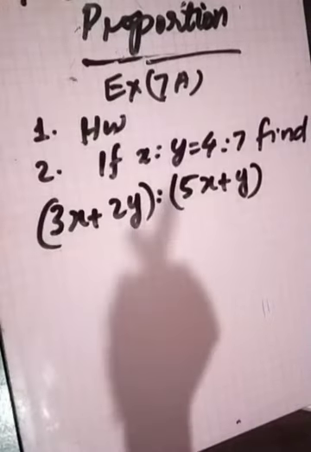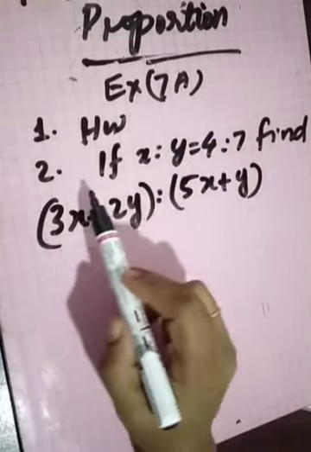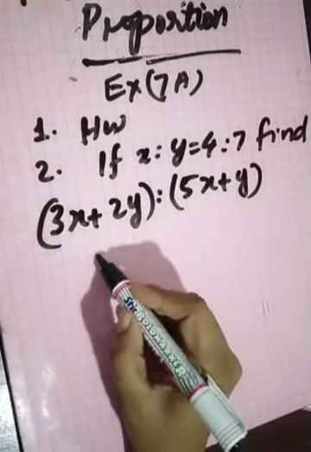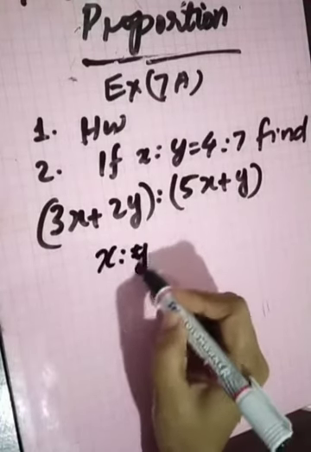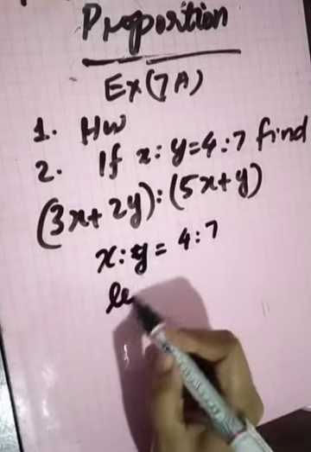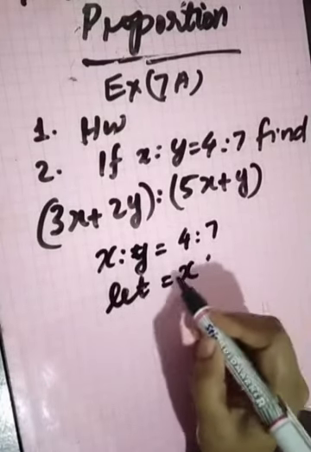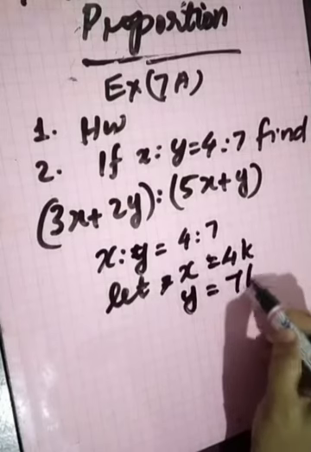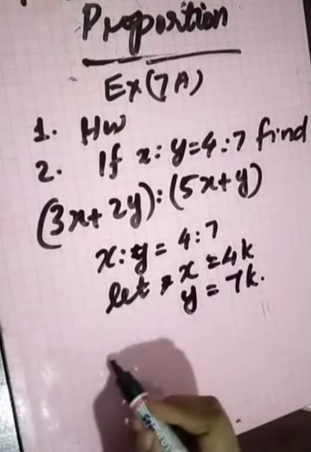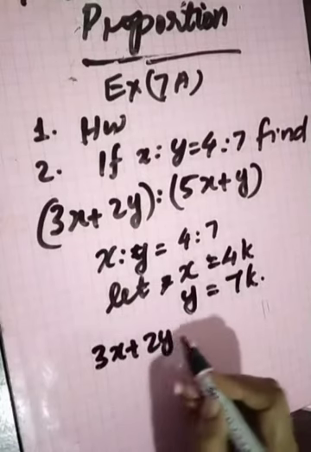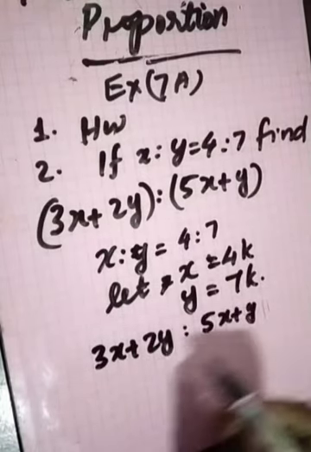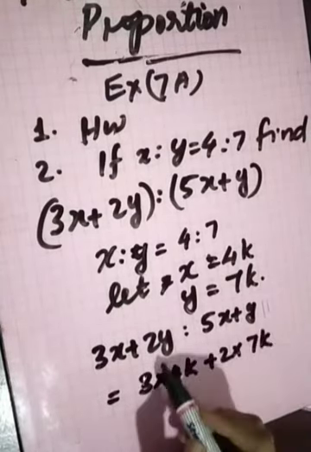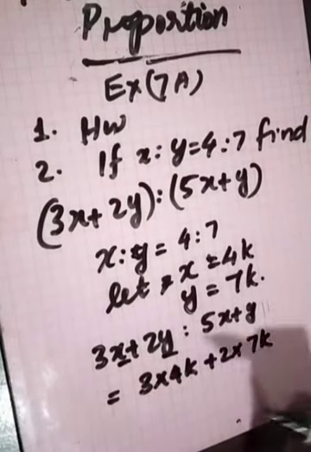First question, homework from exercise 7a. Do the second one. If x is to y equal 4 is to 7, find 3x plus 2y is to 5x plus y. Let us solve this problem. Given that x is to y equal 4 is to 7. So let x as a multiple of 4, that is 4k, and y as a multiple of 7, 7k, and substitute this in the given question, that is 3x plus 2y is to 5x plus y, that is 3 into 4k plus 2 into 7k. Substitute the values of x and y as 4k and 7k.